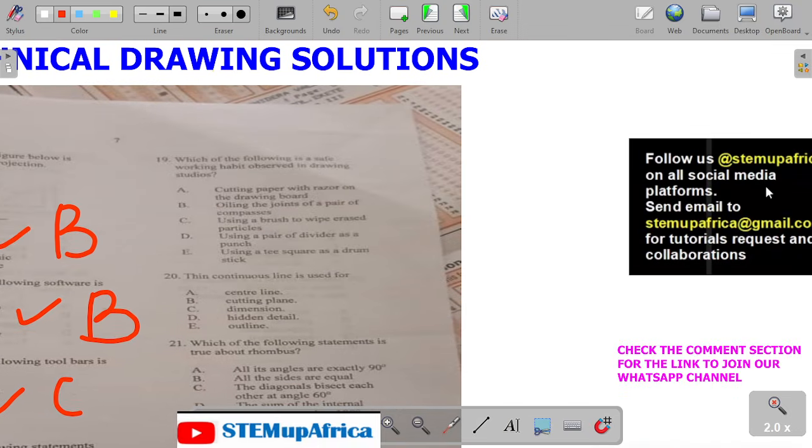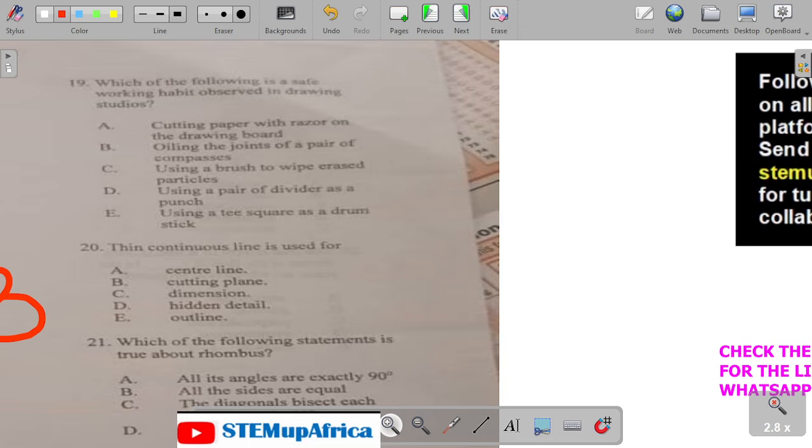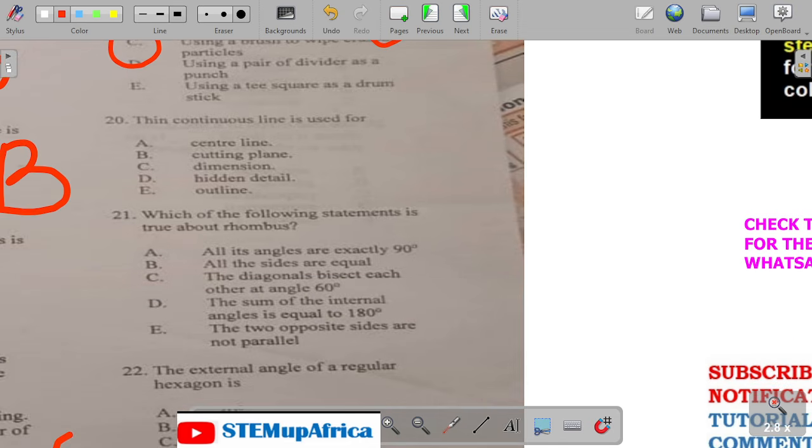Number 19. Which of the following is a safe working habit observed in a drawing studio? Cutting papers with a razor, no. Outlining the joint pair of a compass, no. Using the brush to wipe off erased particles. Using a pair of dividers as a punch, no. Using a T-square as, no. The answer is C. By doing this, you are going to achieve a neat drawing. It will give you a neat drawing. A thin line is used for outline, no, as a continuous line, which is A.